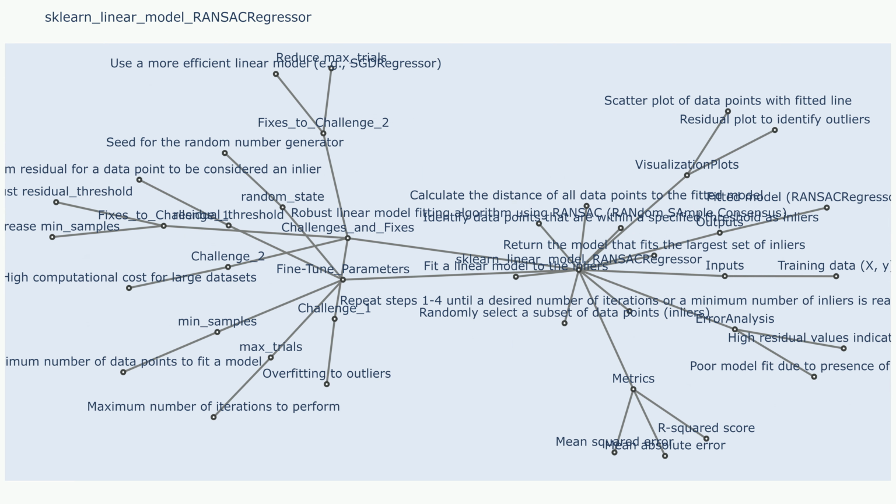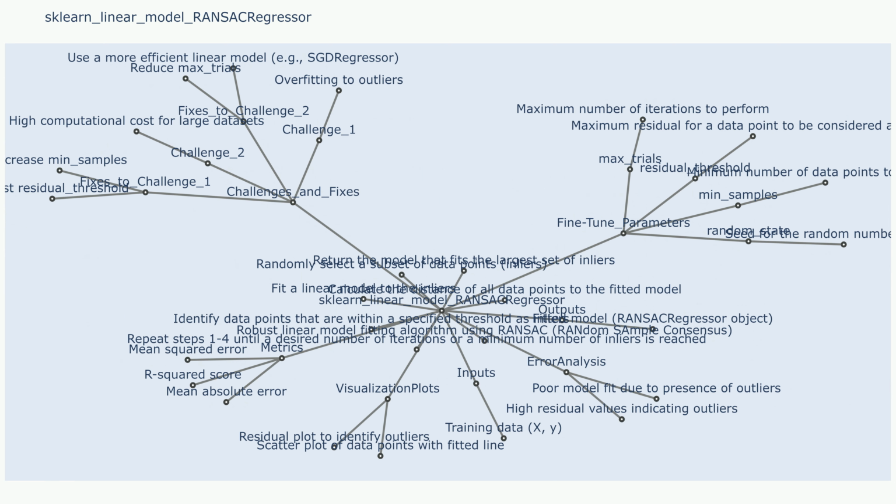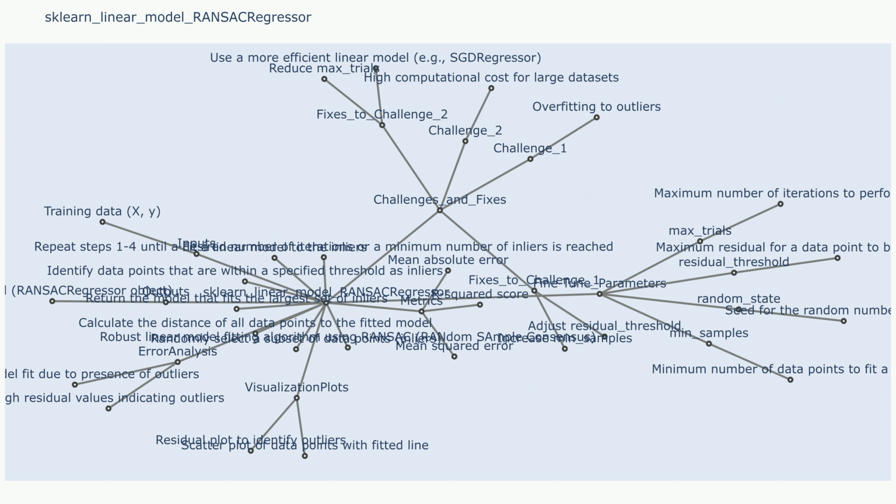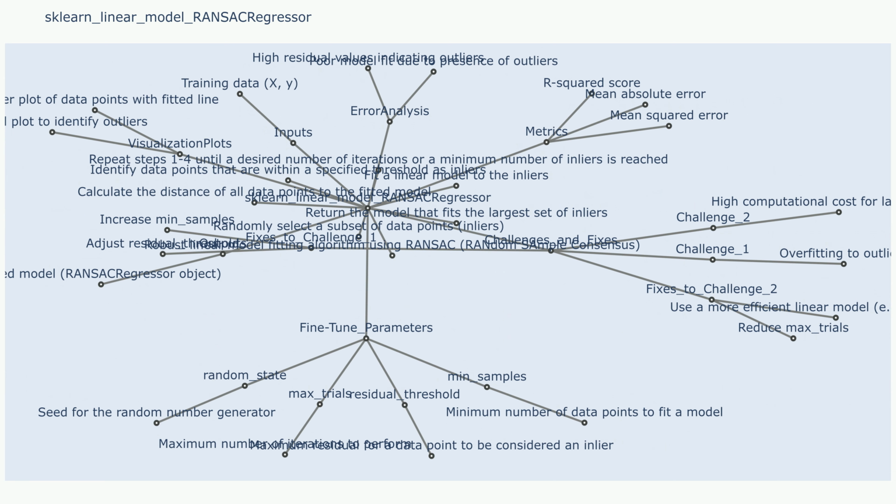Then, it measures the error between the fitted model and the rest of the data points. The data points with low errors are considered inliers, while those with high errors are considered outliers. This process is repeated multiple times, and the model with the highest number of inliers is chosen as the final model. Inputs: X, the training data, represented as a 2D array. Each row corresponds to a data point, and each column corresponds to a feature. Y, the target values for the training data, represented as a 1D array.